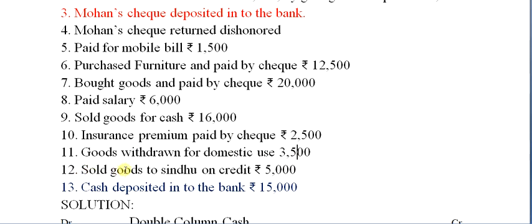12th point, you check it: sold goods to Sindhu on credit, rupees 5,000. When we are selling the goods on credit, we can't record it under the cash book. Only cash transactions can be recorded.